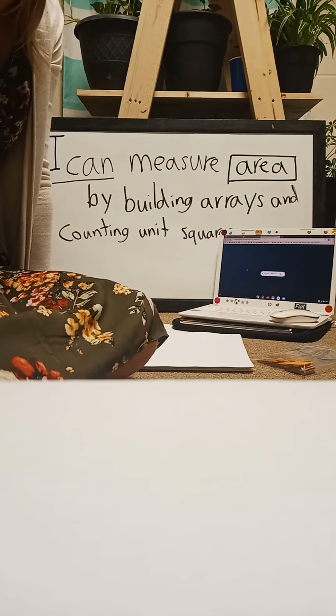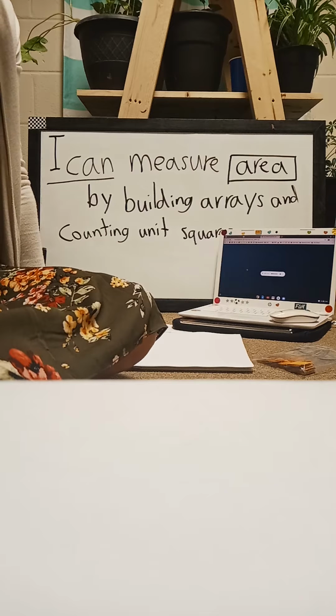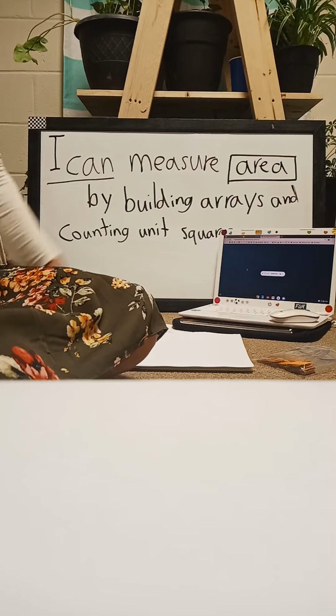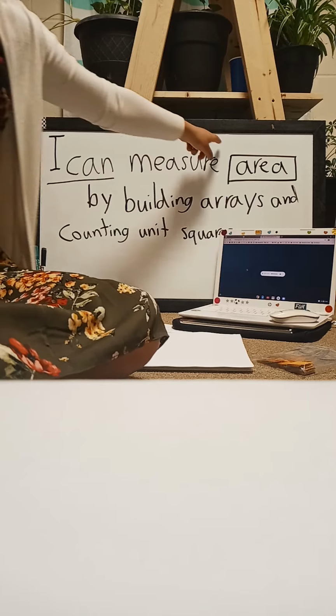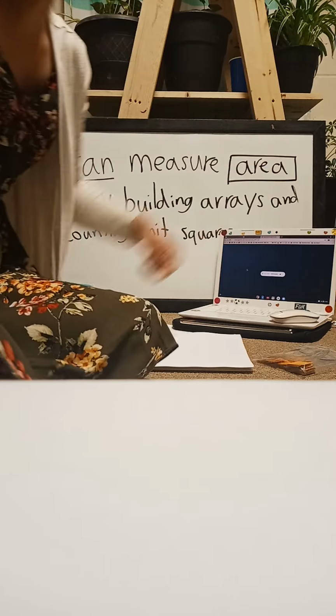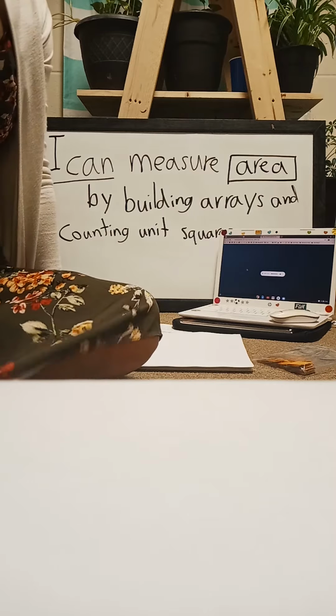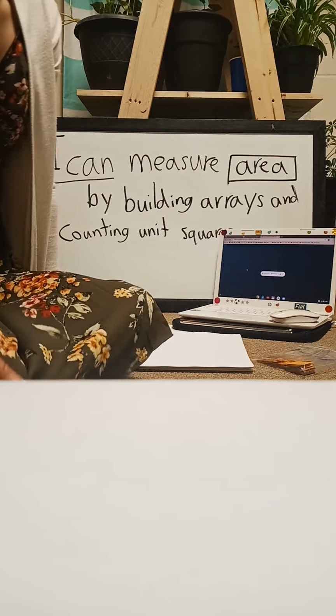This is fantastic. Okay, so today we're going to do a fun lesson talking about area. And we already learned about perimeter. Remember, perimeter is the space outside of the shape. But area is the space inside. So I'm going to teach you guys some fun ways to figure that out today.